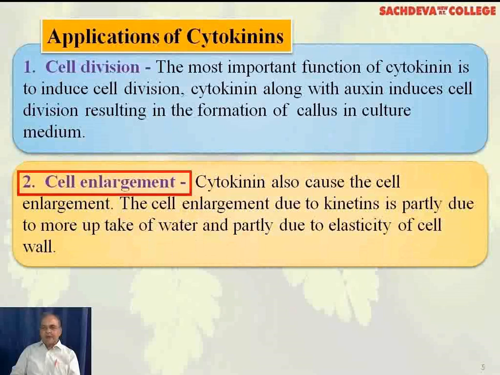Number 2, cell enlargement. Cytokinin also causes cell enlargement. The cell enlargement due to kinetins is partly due to more uptake of water and partly due to elasticity of the cell wall.